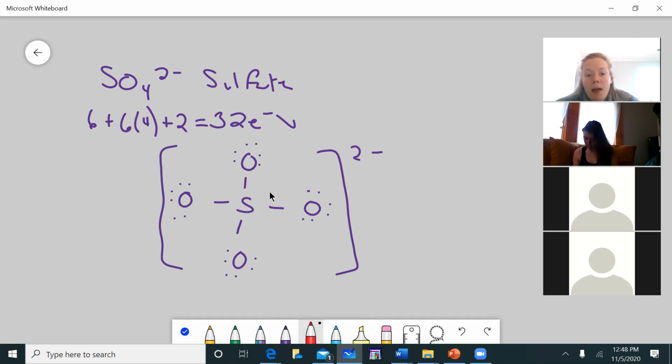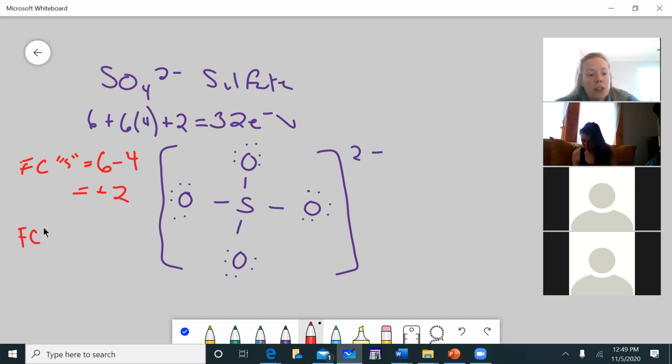Now for calculating formal charge on each of these, the formal charge for sulfur is going to be 6, because it's in column 6, minus your lines, so 1, 2, 3, 4, minus your dots. We don't have any dots. So this is going to equal a positive 2.